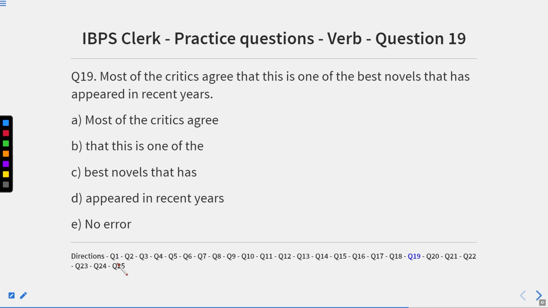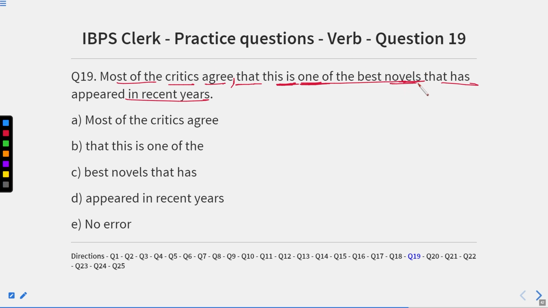Most of the critics agree that this is one of the best novels that has appeared in recent years. Now, these types of questions are very, very easy but important. They are complex too. Now, how? Let us see. Most of the critics, so we are talking about many critics, that is fine. Agree, so subject is plural, verb is plural, that is fine. That, now here one sentence completes: that this is one of the best novels. So we are talking about another part, that this is, it means we are talking about one novel, and this is one of the best novels that has appeared in recent years.